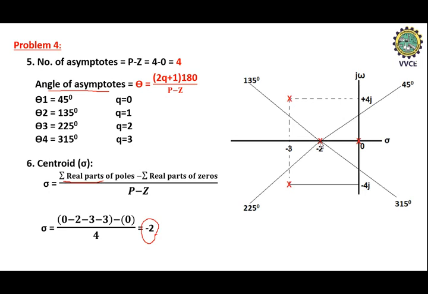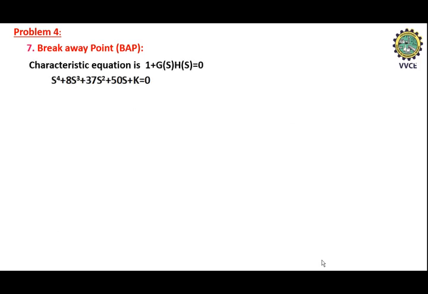Starting from -2 there is a centroid and a pole also present, so don't worry about that. Just mark the directions in all 4 directions, 4 angles. Next step is the breakaway point. In between 0 and -2, a breakaway point should be present. So how do we find this breakaway point?